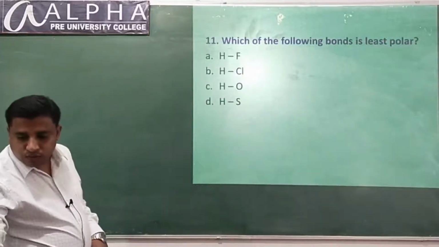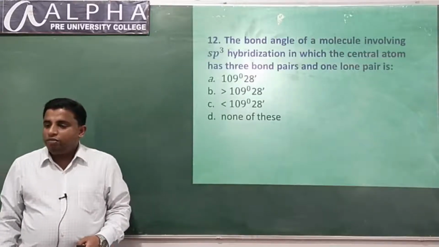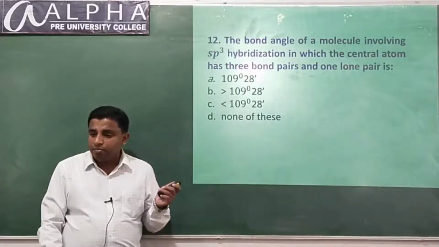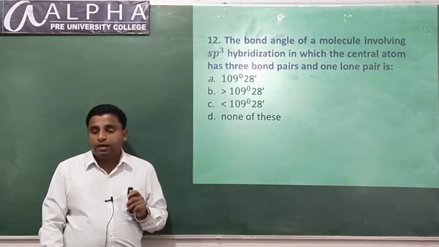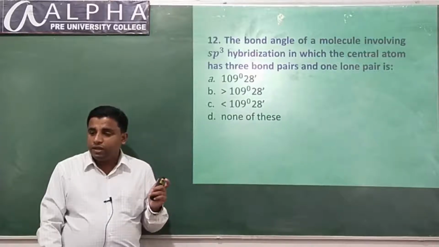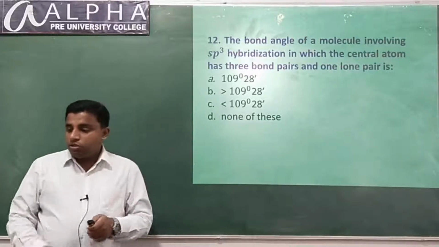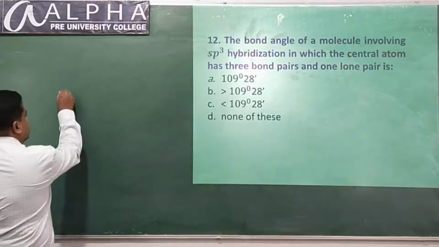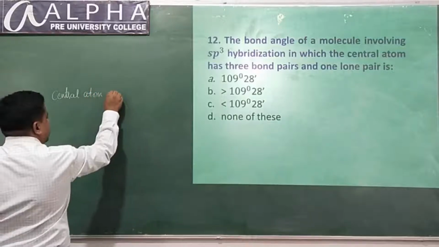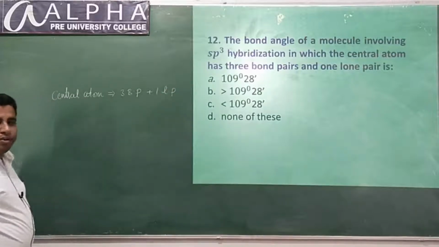Okay, students, next question. The bond angle of a molecule involving sp3 hybridization in which the central atom has 3 bond pairs and 1 lone pair. So the central atom is surrounded by 3 bond pairs and 1 lone pair.